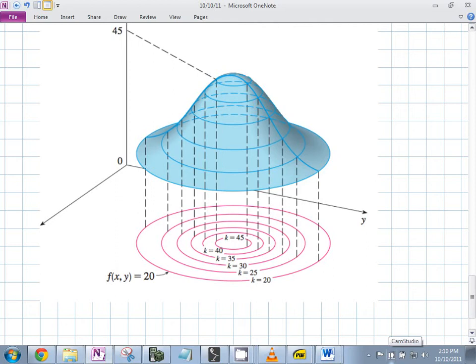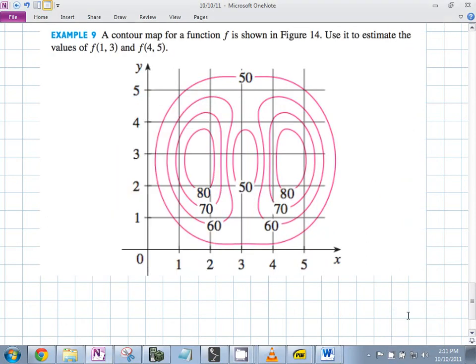Estimate the values of f(1,3) and f(4,5). How would you do that? Find the point and then see how high it is. Exactly, right? So f(1,3) is right here. It looks like it's between 70 and 80, but it's a little closer to 70 than it is to 80, right? So I don't know, looks like around 73, right?